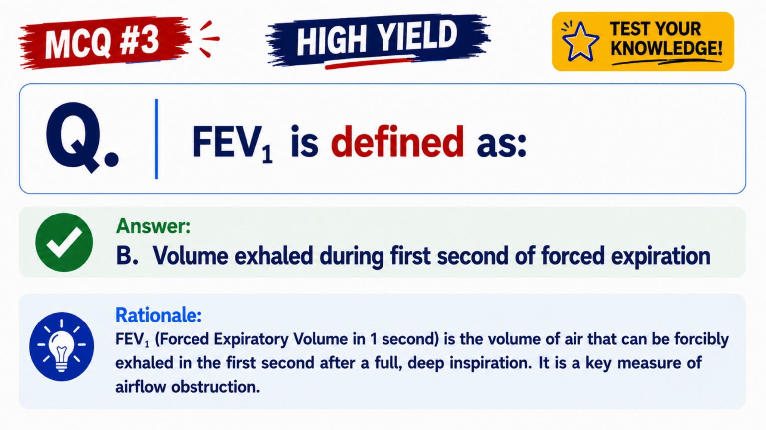For anesthesia boards, FEV1 is also used in preoperative assessment for thoracic surgery. FEV1 predicted postoperative, less than 800 milliliters, significantly increased risk of respiratory failure after lung resection. First second, maximum effort, airway function in one number.